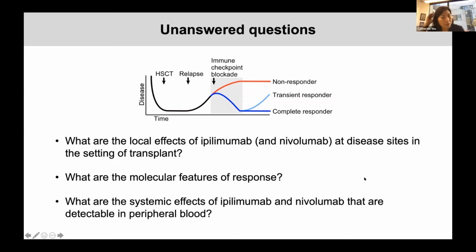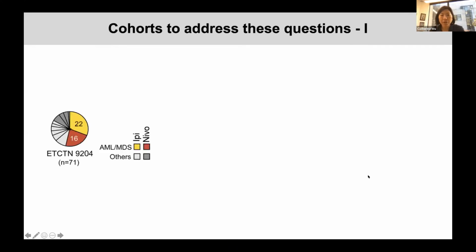I won't go through all of this today because, again, this is published, but I just want to take you through some of this. On the ETCTN trial, there were 71 enrolled patients, and you can see that some of them got IPI in the yellow, some got Nivo in the red. The large majority of the patients enrolled did have myeloid malignancy. So we opted to focus on the gold group, the myeloid malignancies with IPI.